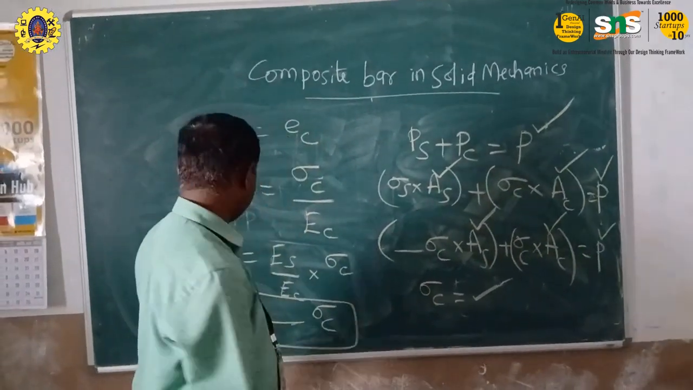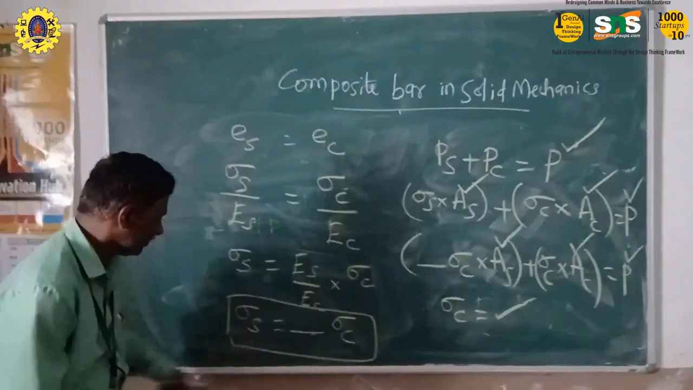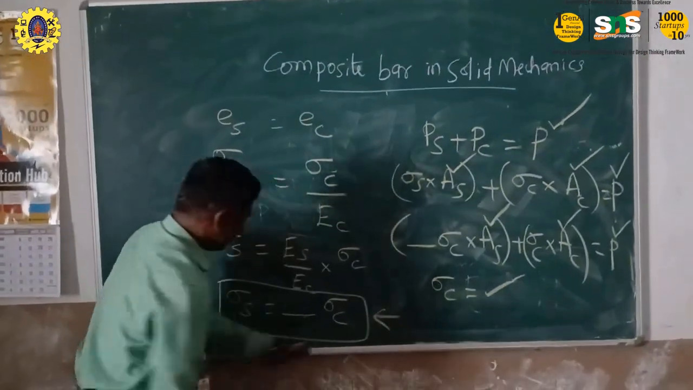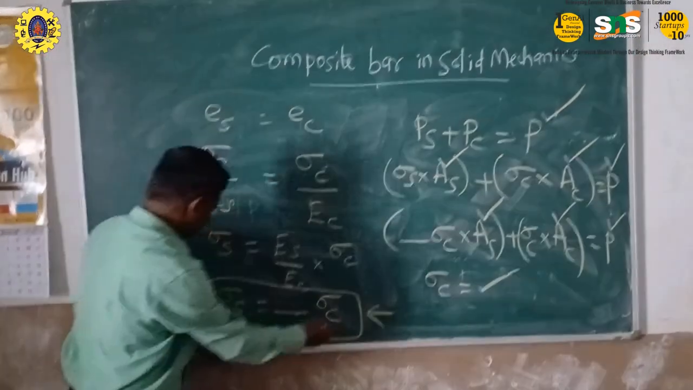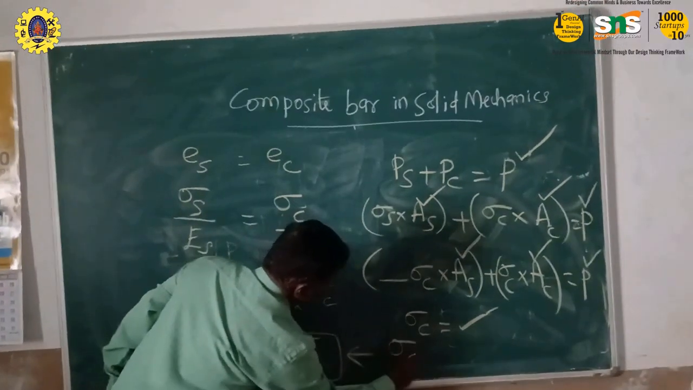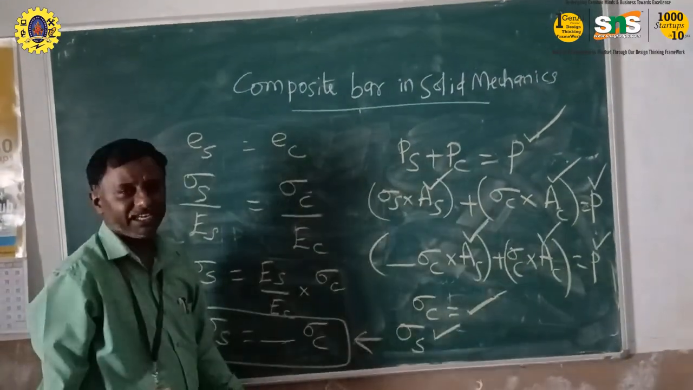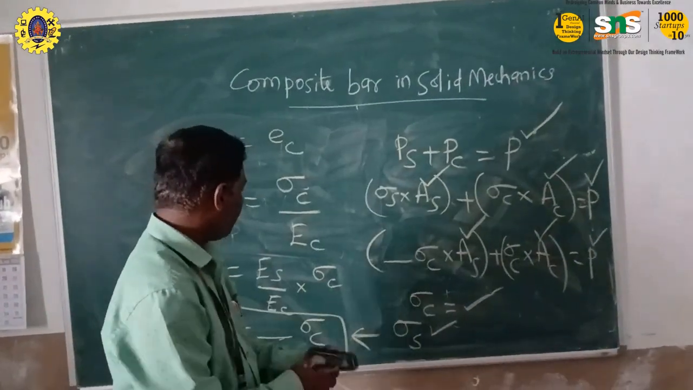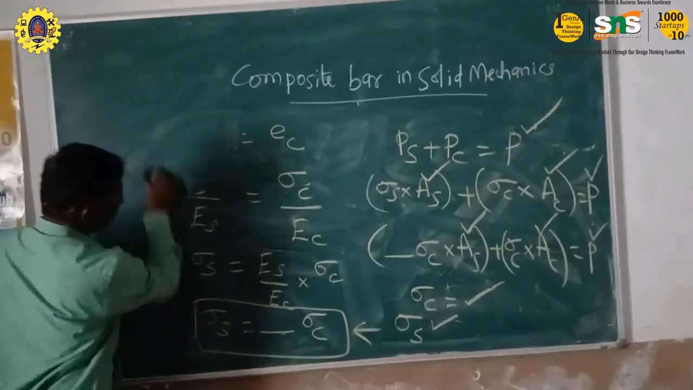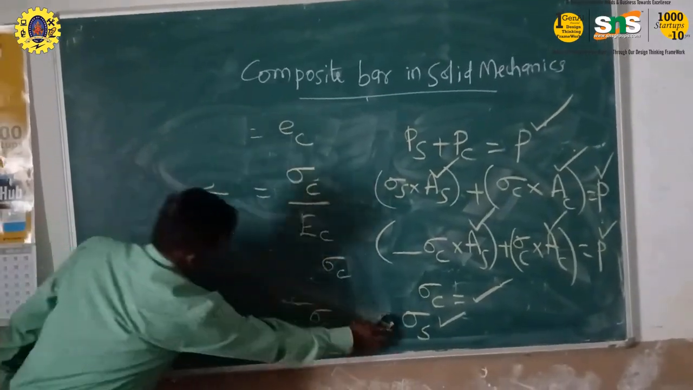By using sigma C, you can apply it here. Get the value of sigma C, apply it here, and I can get sigma S also, that is the stress in the steel. Now I have found all the stress distribution in the materials.